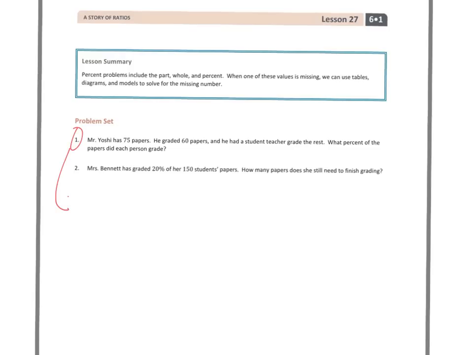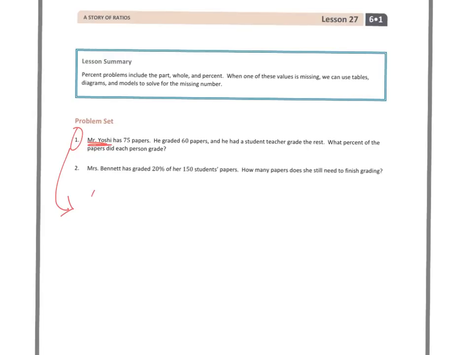It says, Mr. Yoshi has 75 papers. He graded 60 papers, and he had a student teacher grade the rest. What percent of the papers did each person grade? So the first thing I want to figure out is the percentage that Mr. Yoshi graded, because I know all percentages are out of 100, so I can just subtract what he finished.